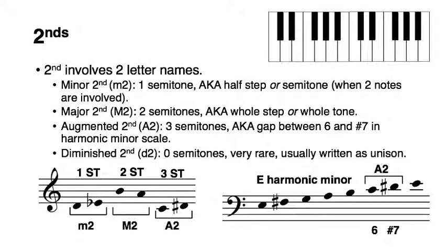Just very quickly, seconds are intervals that involve two adjacent letter names. We have a minor second, which is comprised of a single semitone. Major seconds contain two semitones, and augmented seconds three semitones, and the very rare, almost non-existent diminished second, no semitones between the two notes.